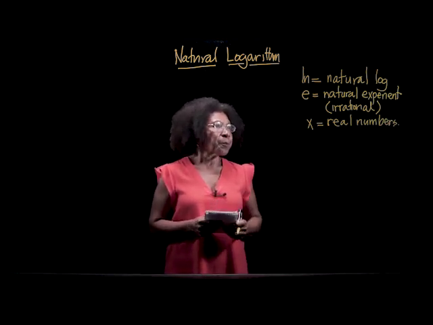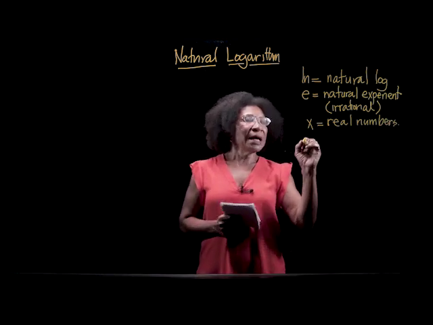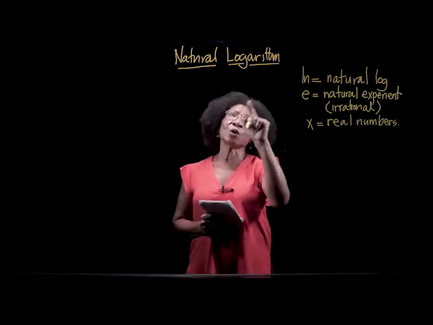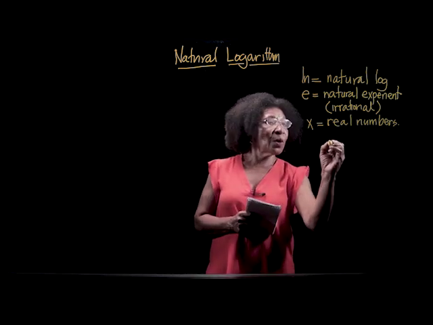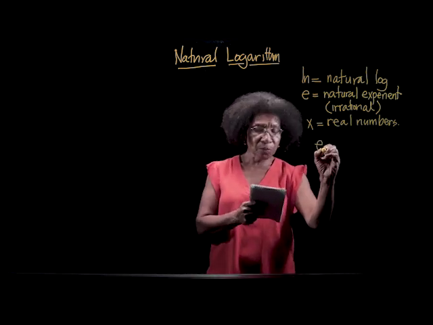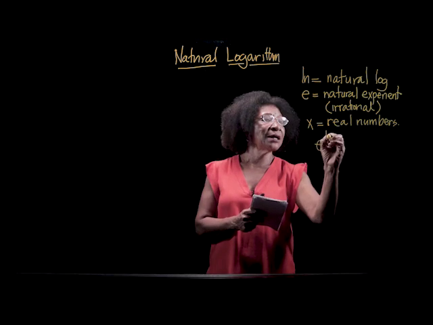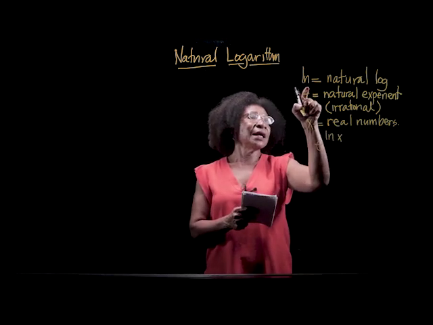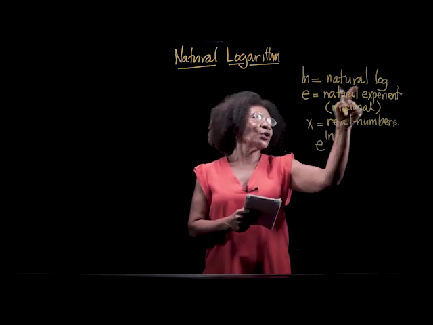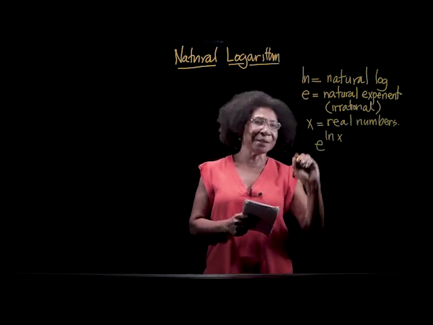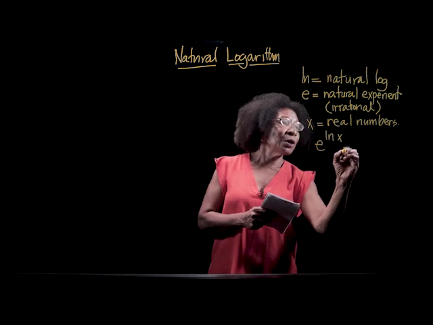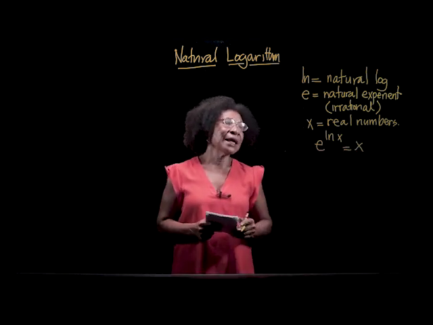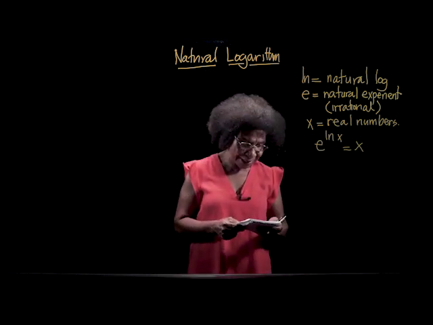I'd also like to look at an expression that we use in natural logarithm. It goes e to the power of ln x. The natural log of any real number x, raised to the power e, is equal to x. So e to the power of ln x is equal to x.